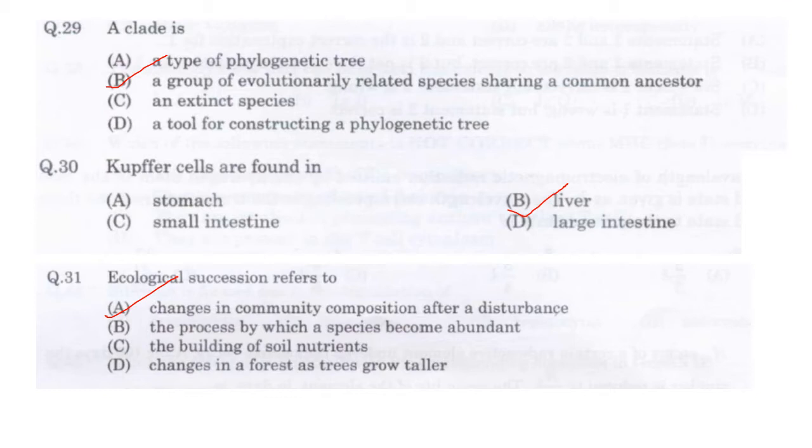Then next question. Kupffer cells are found in. This is a usual question for all the entrance examinations. Stomach, liver, small intestine, large intestine. Answer is B, liver. Next one. Ecological succession refers to changes in community composition after a disturbance. Yeah, that is correct. The process by which a species becomes abundant. No. The building of soil nutrients. No. Changes in a forest as trees grow taller. That's also not true. So answer is A, changes in community composition after a disturbance.